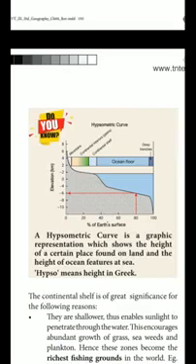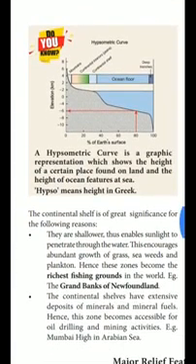Here, next, one important question: continental shelf provides good fishing ground. Why does the continental shelf contain good fishing ground? This is a very important question. The continental shelf is of great significance for the following reasons. Question number 2, first point. Why is it important? It is important for the fishing ground. Mostly in that place only we are getting more fish.